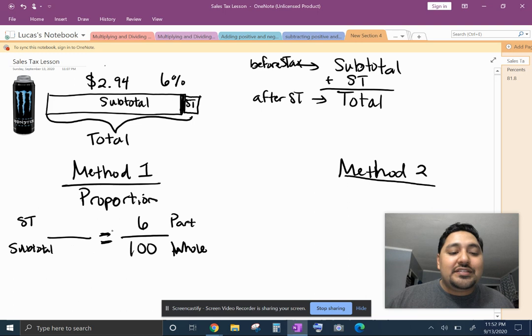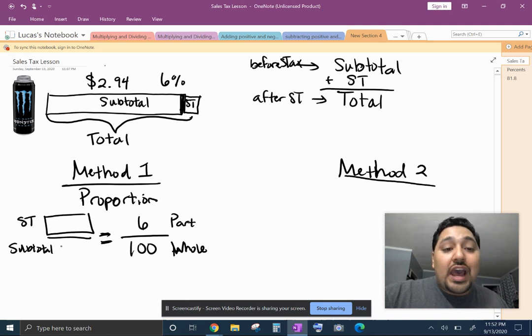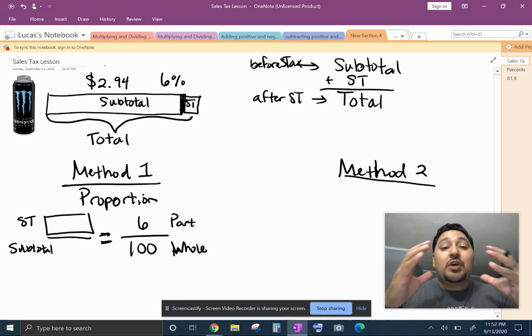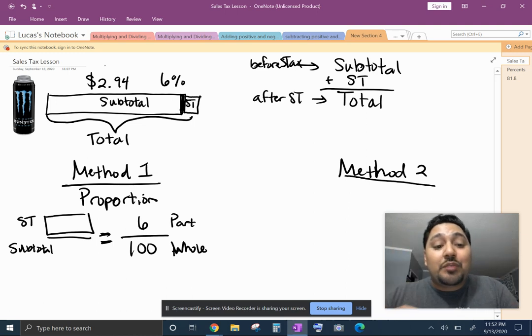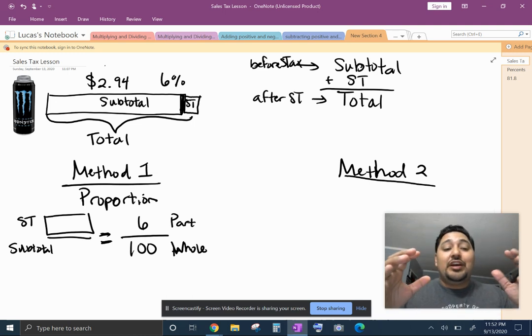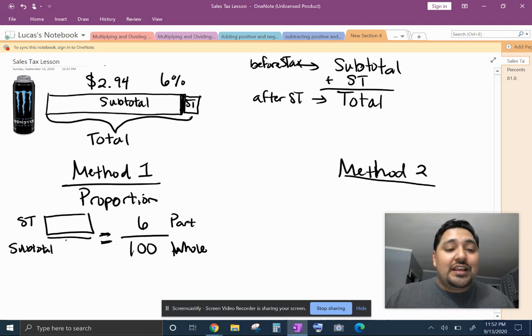So this setup is going to help me find the sales tax, the small portion. That's why it's called a proportion, because it's going to help us find the small portion of the sales tax out of the subtotal, just like I showed you in this demonstration up here.